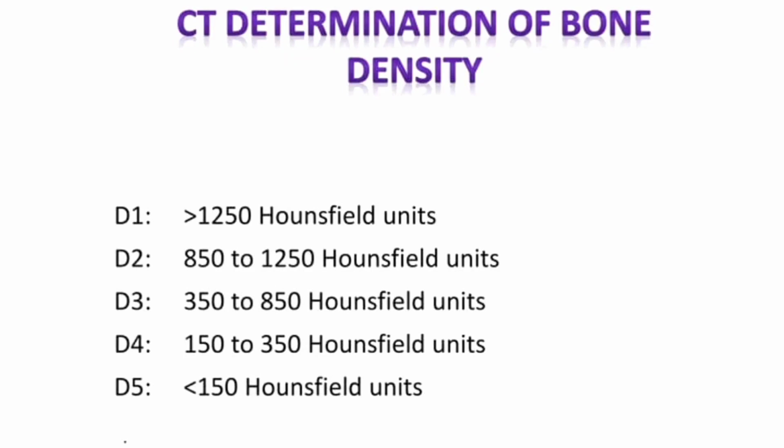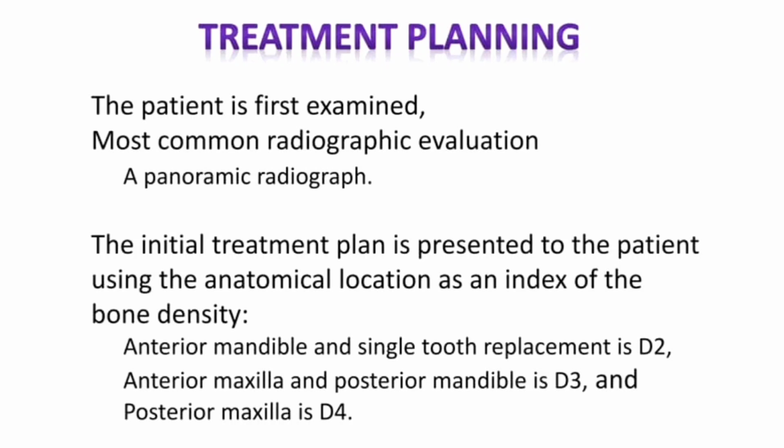D1, greater than 1250 Hounsfield units. D2, 850 to 1250 Hounsfield units. D3, 350 to 850 Hounsfield units. D4, 150 to 350 Hounsfield units. D5, less than 150 Hounsfield units.